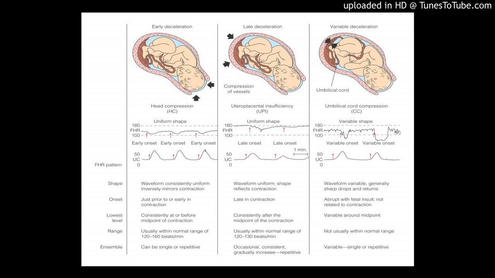So what I want to do is pass around some examples of real-life strips. And as I'm passing them, I'm going to tell you what is going on in this strip. I want you to see if you can see some of these things, the earlies or the variables or lates or whatever. Okay? So the first one that I'm going to send around is a term pregnancy.